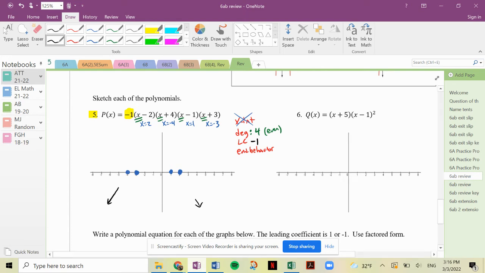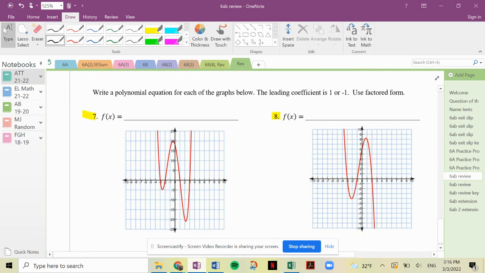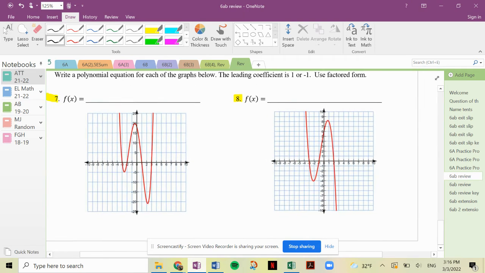So now it's about connecting it with a smooth curve, making note to only go through the x-intercepts. As I do that, I can see my end behavior going downwards in both directions. I go through each x-intercept, no bounces at any of them, and we have our complete graph. You can check the key for other answers like 1 through 4 and 6. We are also going to write an equation for number 8 here. Number 7, you can check that answer key as well.